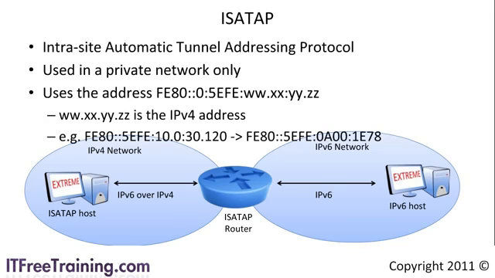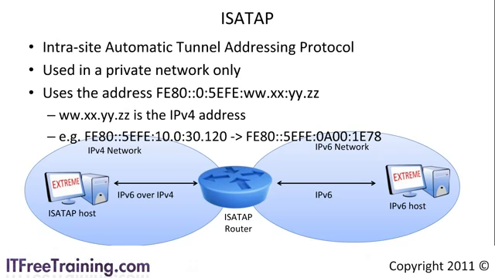Consider the following example. To communicate with 10.0.30.120, the router would use the link local address host network ID FE80, followed by the host ID of 5EFE:10.0.30.120. If a client on the IP version 6 network wants to communicate with the IP version 4 network, the process is simply reversed. With Windows Server 2008 and Windows Vista, ISATAP is enabled by default.